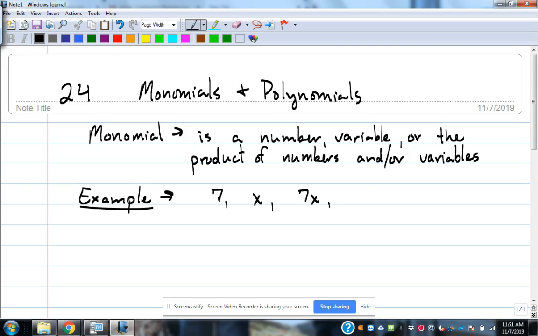Well, we could even multiply a number and more than one variable. That's still a monomial, 3x squared y. The reason it's a monomial is because it's one term. Terms are separated by addition and subtraction signs. No addition and subtraction signs here. It's either a single number, single variable, or a multiplication problem. That's what we're dealing with.